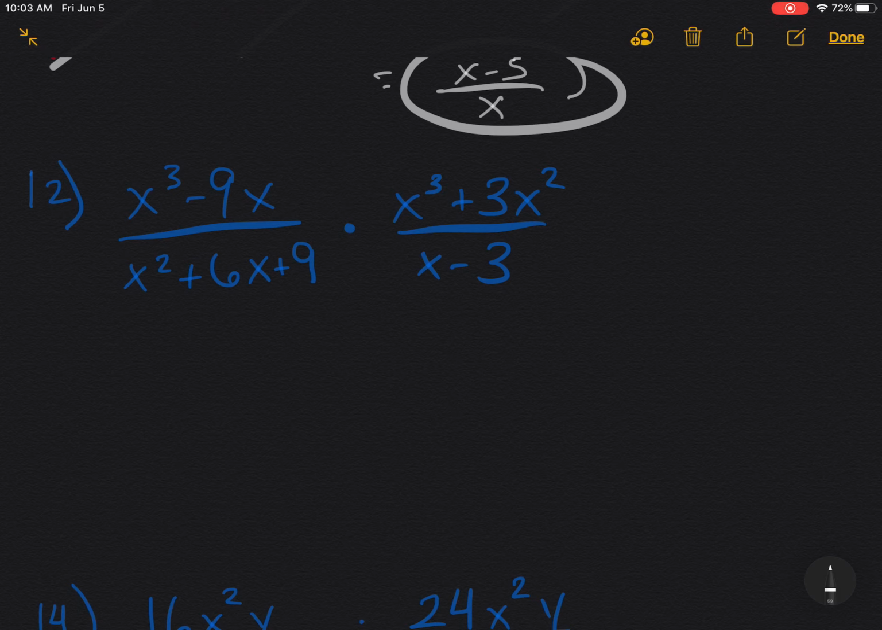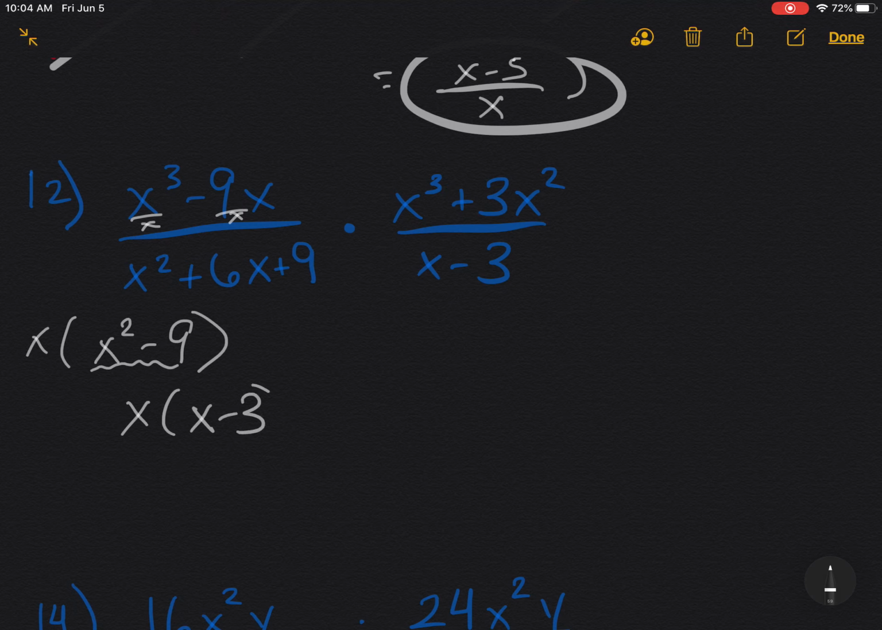Number 12, right in the first numerator, I see another x in common. So x is going to get divided by each here. And what you're left with is x parentheses x to the second minus 9. But hold on a second. Before you think you're done there, x to the second minus 9 is difference of squares. So this has to further factor. So the final factored form is going to look like this. X minus 3, x plus 3.